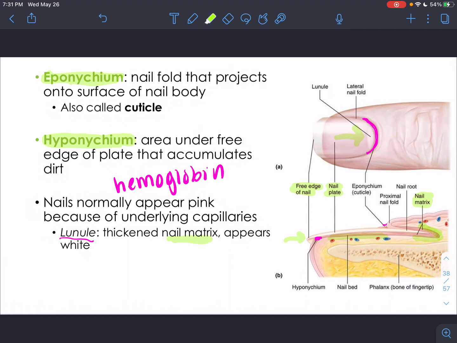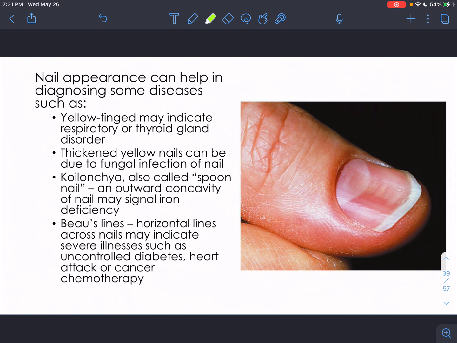Okay. So your nails should have a normal shape and color. And again, like your skin, abnormal shapes or whatever can indicate diseases. So these are just kind of fun facts. A yellow tinge can indicate a respiratory or thyroid gland disorder. Thick yellow nails indicate a fungal infection.